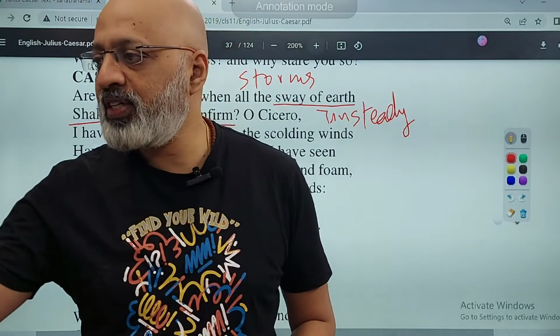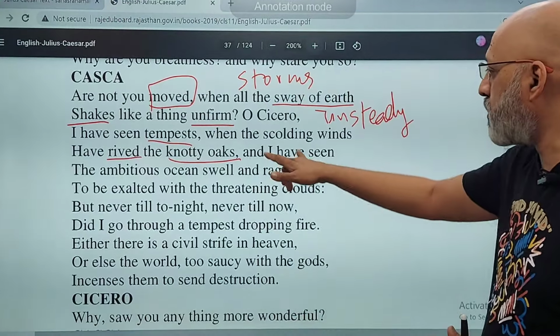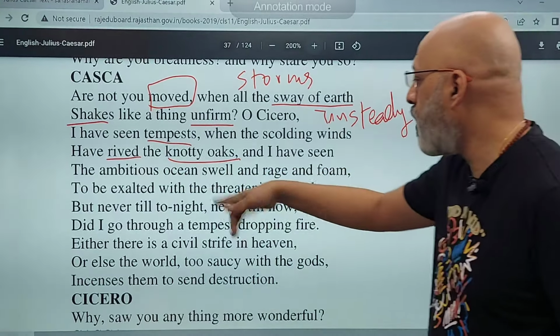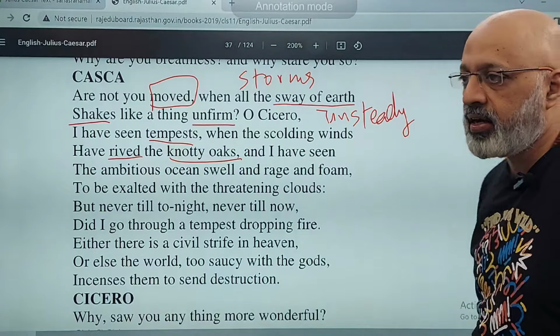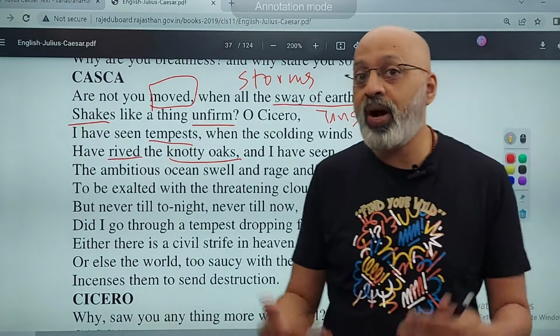Okay, so when the gusty winds have ripped apart the oak trees, the knotty oaks, I have also seen the ambitious ocean swell and rage and foam, to be exalted with the threatening clouds. The ocean, why is it being referred to as ambitious?